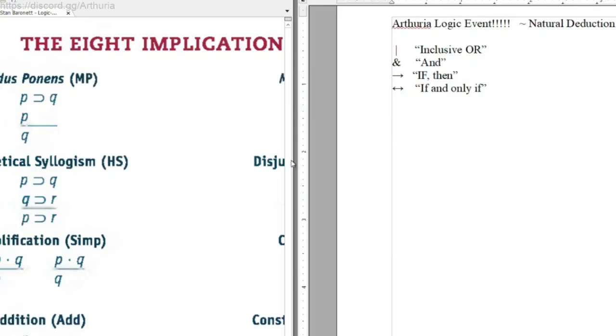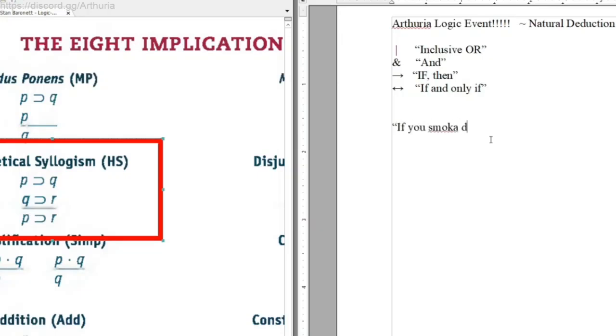Hypothetical Syllogism, the cousin of Disjunctive Syllogism. This is also known as how slippery slopes work, through hypothetical syllogism. So, an example I like: if you smoke the ganja, then you will get addicted. Well, it's a slippery slope.